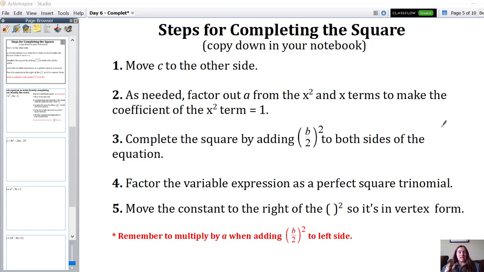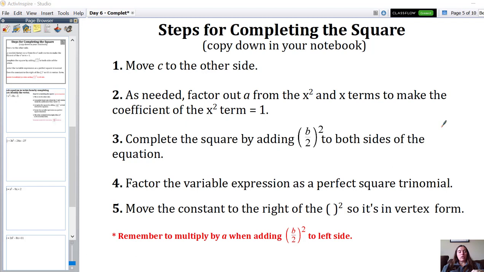The first step is if you have a constant at the end of your trinomial, you're going to move that value to the other side by either adding or subtracting it. Then, if you have a value of a besides 1, the coefficient that's attached to your x squared, if you have a number there that's not 1, you're going to factor that number out. We're just factoring out that a.